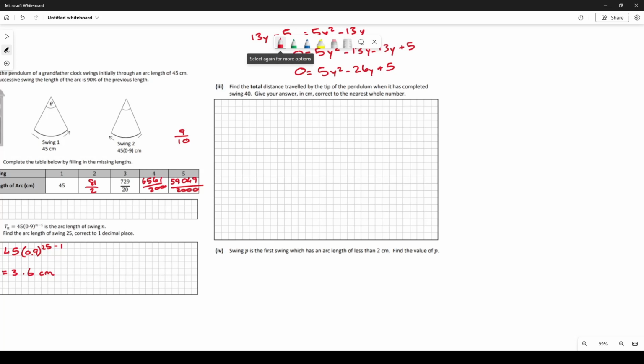Find the total distance traveled by the tip of the pendulum when it has completed swing 40. Total means add all of them together. I'm not going to do that because I'm not a pleb. So what I'm going to do is S40, because it will add the first 40 swings for me. Now a is 45.